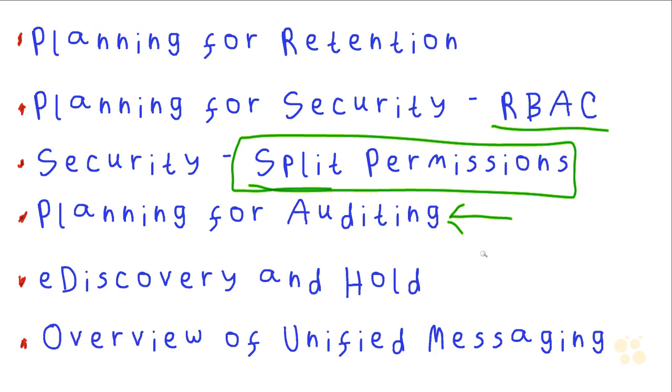Auditing is great. We can even audit individual user mailboxes. And so we want to take a good look at that. Now, a combination of our permissions and our capabilities is going to allow us then to dive into e-discovery and hold, the ability to give somebody the capabilities to search for and find emails based upon a variety of different criteria. We're also going to stop by and take a look at an overview of unified messaging.